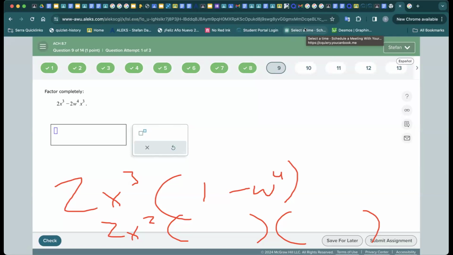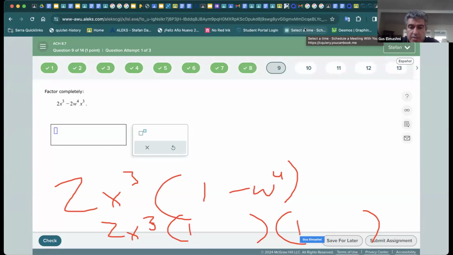Wait. I'm kind of confused on something. Yeah, what are you confused about? So with the 2x cubed, you just keep the 2x cubed on the outside. Sorry, I meant to put 2x cubed, not 2x squared. My bad. There we go. Were you confused about that? Yeah. Okay. Then the 1 minus w to the fourth, remember you break it down like this.